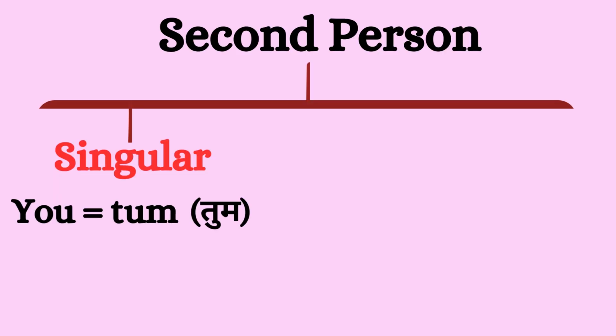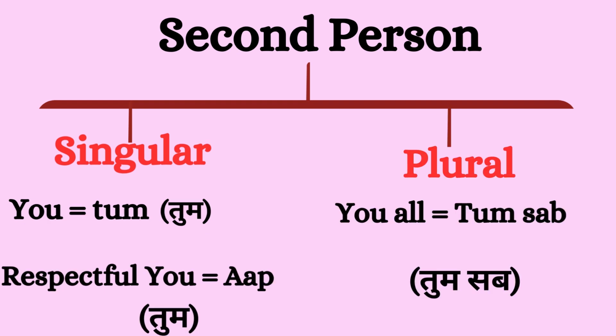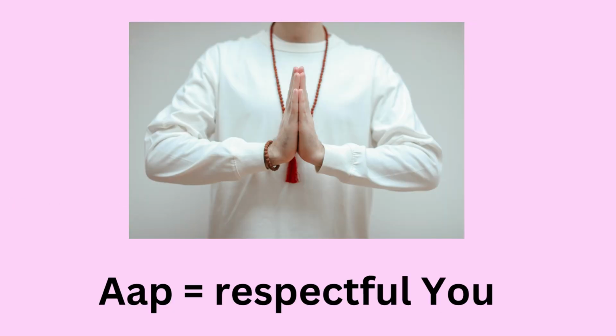Then comes second person. Second person singular is you, that is tum. And a respectful you is aap. Similarly, second person plural is you all, and the Hindi equivalent of you all is tum sab. And if we are referring to someone who is respectful and there are a lot of them, then it will become aap sab instead of tum sab, because aap shows respect.